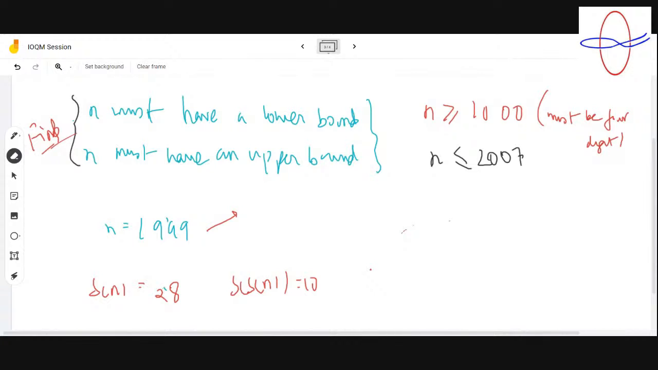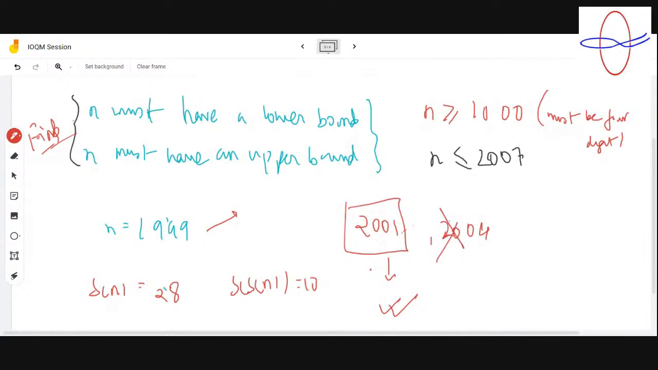So we can try out all the numbers from 2000 to 2007 that are divisible by 3. That is 2001. Let's write it out: 2001, 2004. These are the only two possibilities, right? Let's check for 2001. For 2001, we get 2001 plus 3 plus 3. Perfect. So we get 2007. 2001 is one of those numbers. For 2004, we are not getting it. So for n greater than or equal to 2000, 2001 is one of the solutions. So therefore, we are reduced to this.